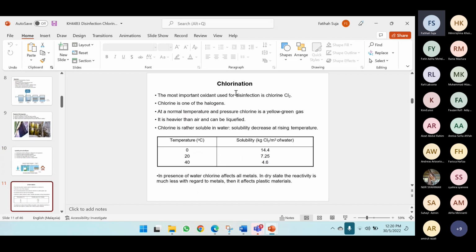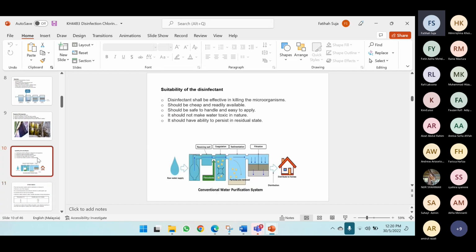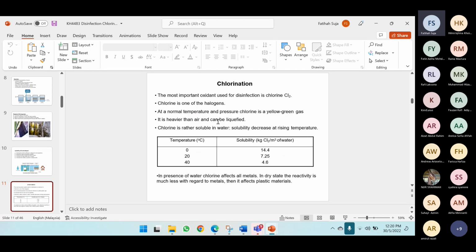Okay, so after you look at the many types of disinfection systems, you will then realize that chlorination is the best. Chlorination is the best. Why? Because the most important oxidant used for disinfection is chlorine. Chlorine is one of the halogens.